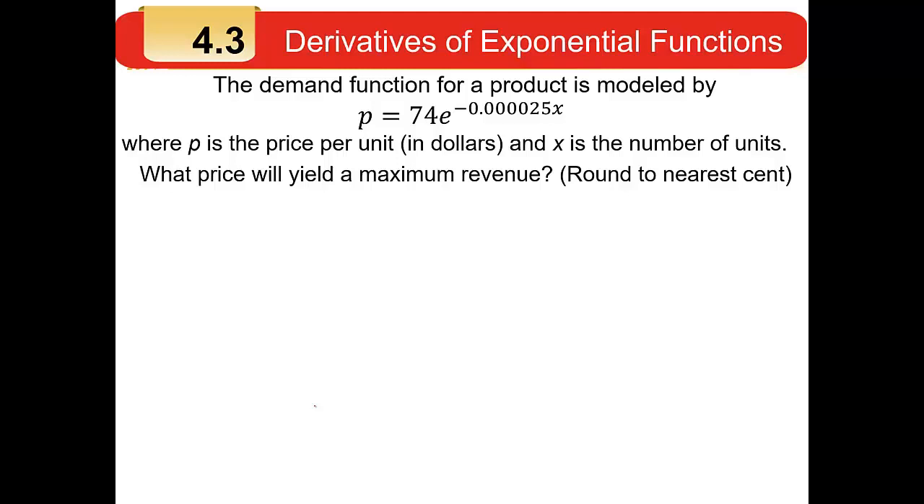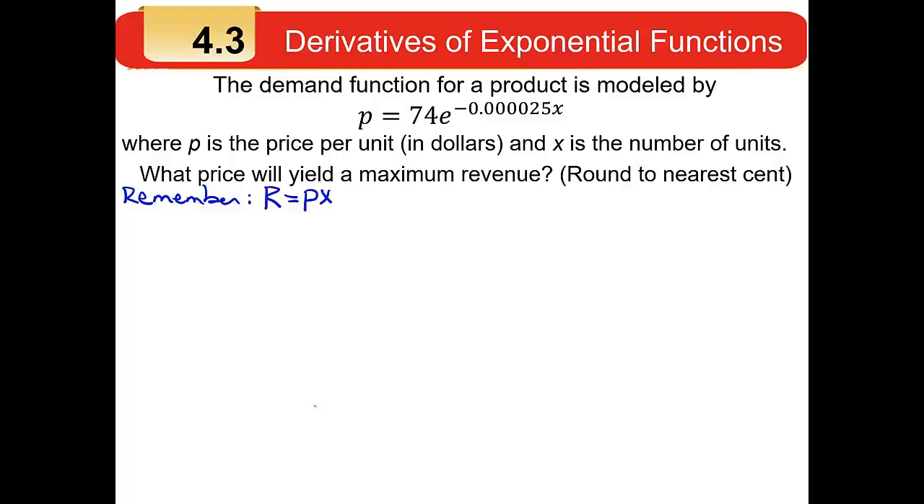Well, maximum revenue means you have to take the derivative of the revenue function. But now P is not the revenue function. P is just the price per unit. You've got to remember from earlier work that the revenue is price times quantity. If you want to know what your revenue is from selling 100 things for $2 a piece, it'd be 100 times 2 would be $200. If you sold 10 things at $50 a piece, that would be 10 times 50 would be $500. So the revenue is price times quantity.